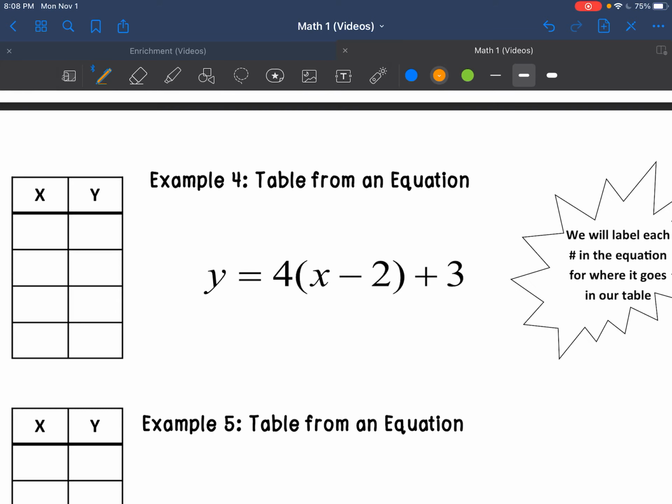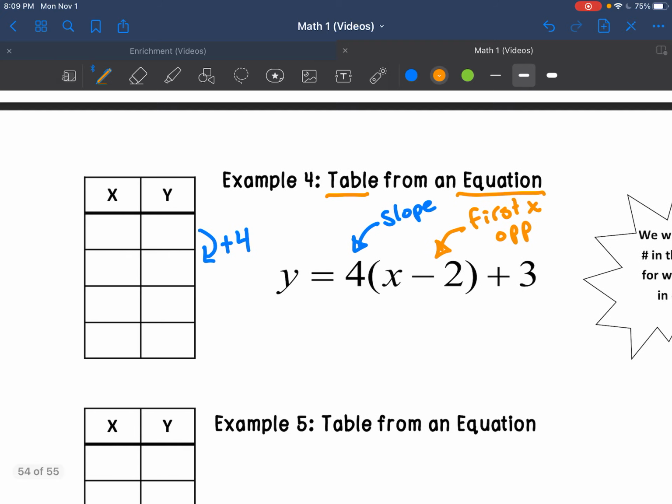So now we're going to go a table from an equation. We're going to do a table from an equation. So in this one, what's our slope? Well, 4 is our slope. And if it's our slope, that means it's the math we do down our table. Our first x is not going to be a -2. We do the opposite sign. So we start with a 2. And then this 3, this is our first y. And we can't do the same sign, so I'm going to put a 3 here. So 3 plus 4 is 7. 7 plus 4 is 11. 11 plus 4 is 15.